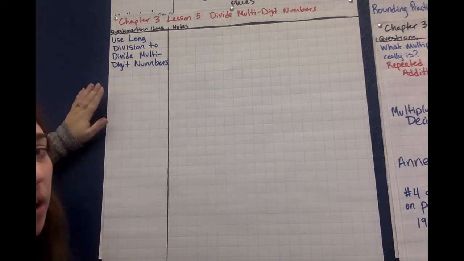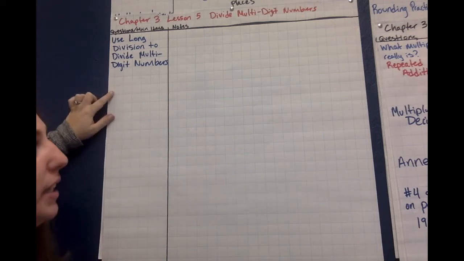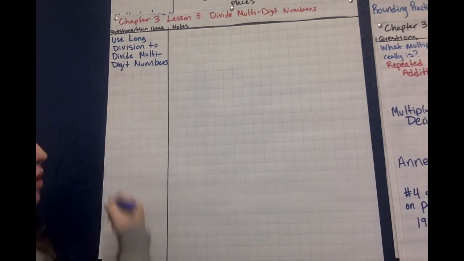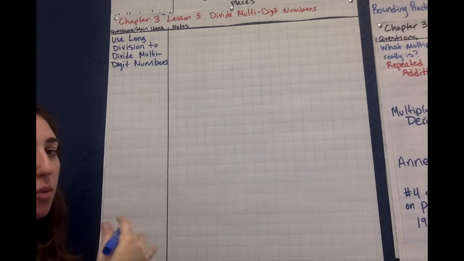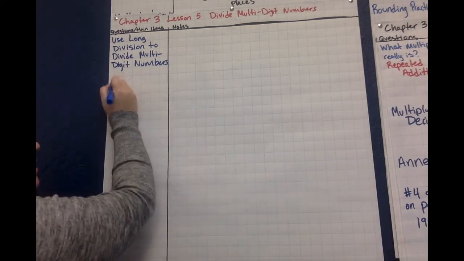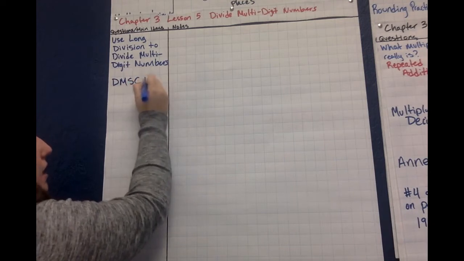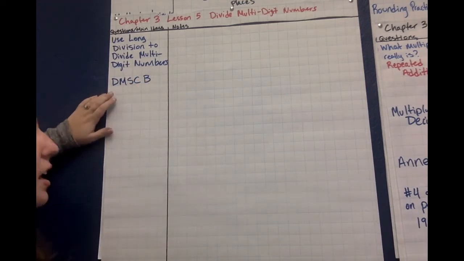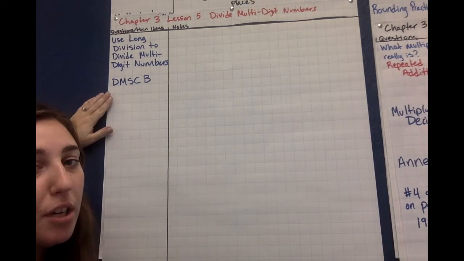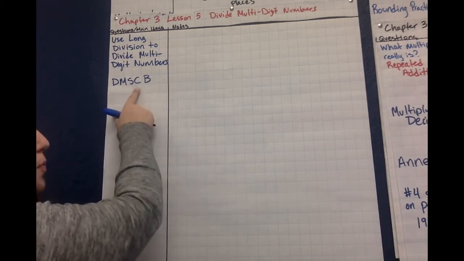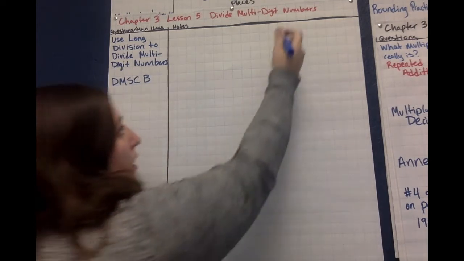One other thing I want us to write in this column is some of what I've been saying in class: when we're using long division, what steps to use. Okay, and that is D, M, S, C, B. This is something like an acronym to help us remember what steps we should be following when we're doing long division. So I'm going to spell these out over here.